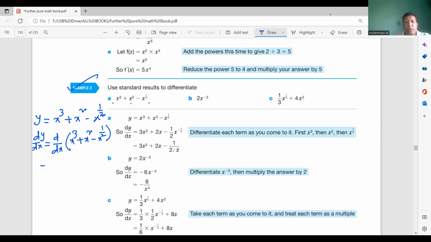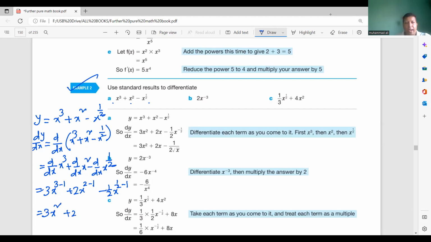Now separately we can do differentiation. So we can write d by dx of x cubed plus d by dx of x squared minus d by dx of x to the power half. I will show you step by step. So this power 3 comes first, 3x to the power 3 minus 1, plus this x squared, 2 comes first, 2x to the power 2 minus 1, minus this power half comes first, half x to the power half minus 1. Now we can get 3x squared plus 2x minus half x to the power minus half.